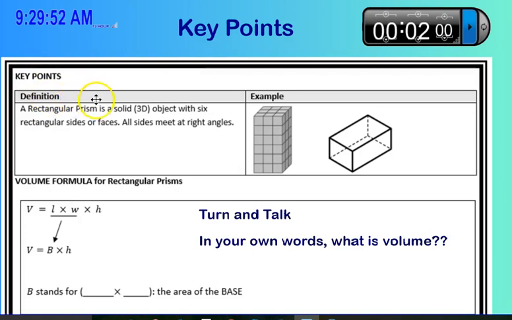A rectangular prism is a solid 3D object with 6 rectangular sides or faces. All sides meet at right angles. So if you think of a rectangular prism, think of a rectangle that is a 3D object. So you can see that this has rectangular sides and it is 3-dimensional. So is this. So a rectangular prism is what we most often think of as a box.